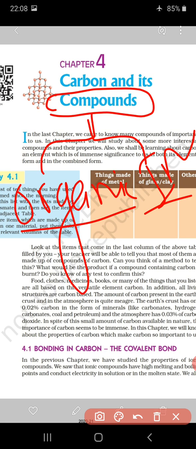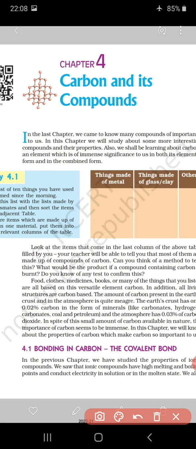So first, what means the organic compounds? Organic compounds means the compounds containing carbon as the main constituent. Those compounds which contain carbon are organic compounds. And inorganic compounds means what? The compounds which do not contain carbon as a main constituent are called inorganic compounds.